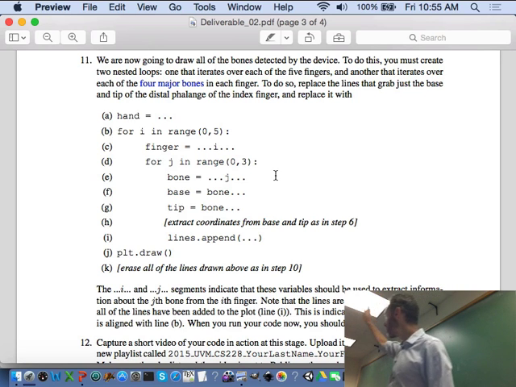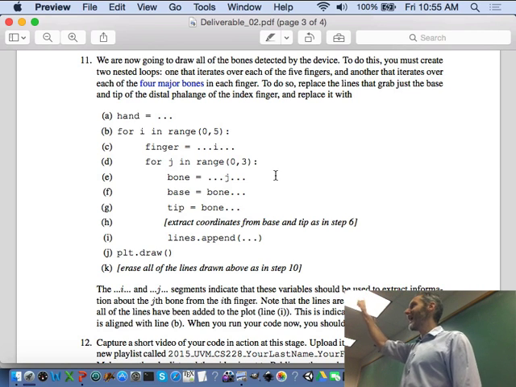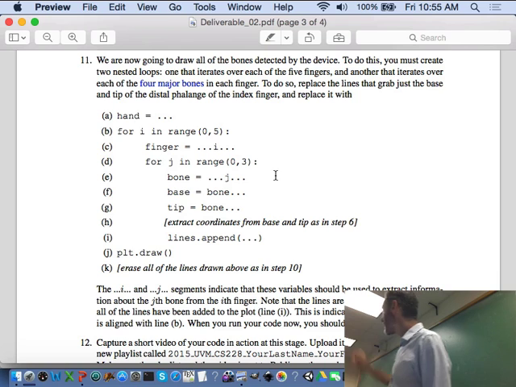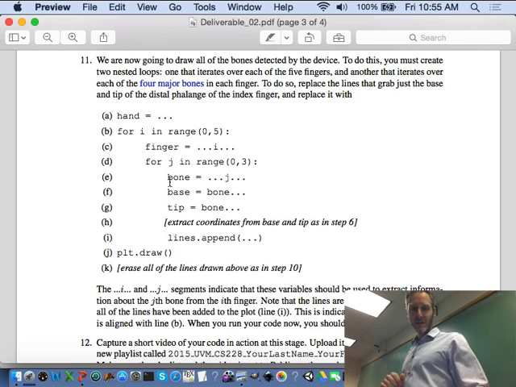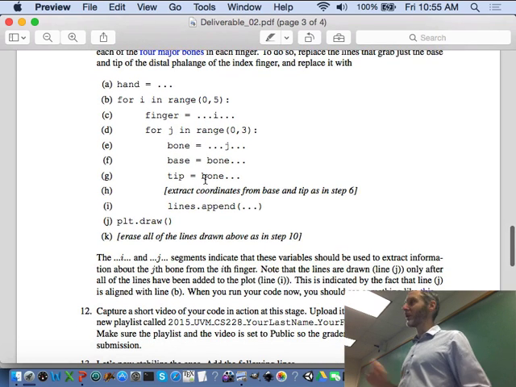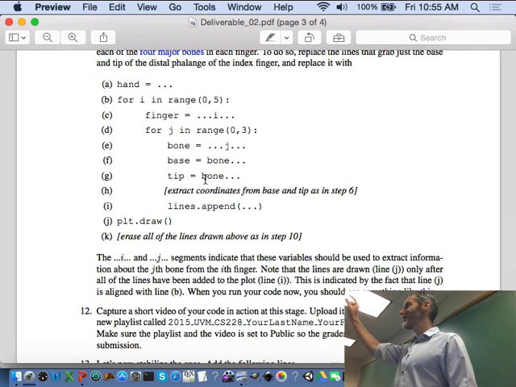So you're going to have to pull out on line C there all of the data corresponding to the ith finger. Then there's an inner loop, J, which is going to iterate over the 3 bones in each of the finger. So you can see on line E here, we're grabbing information about the jth bone in the ith finger.